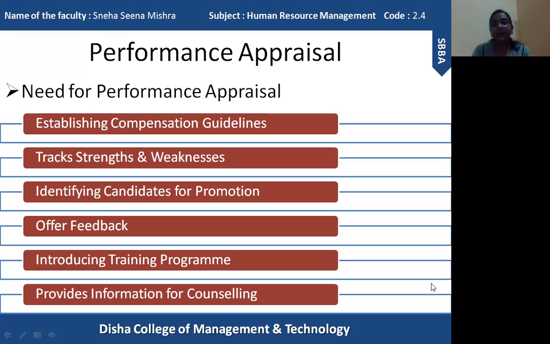So with the help of performance appraisal reports, they can easily identify those employees who have the potential, the capability, the attitude and personality for promotion to higher level jobs. So it also helps in identifying candidates for promotion. And because of this reason, performance appraisal is necessary in every organization.